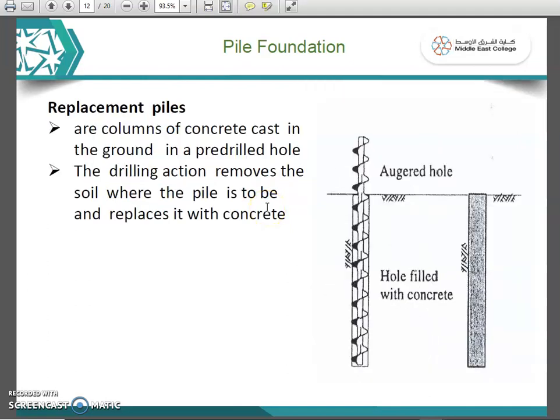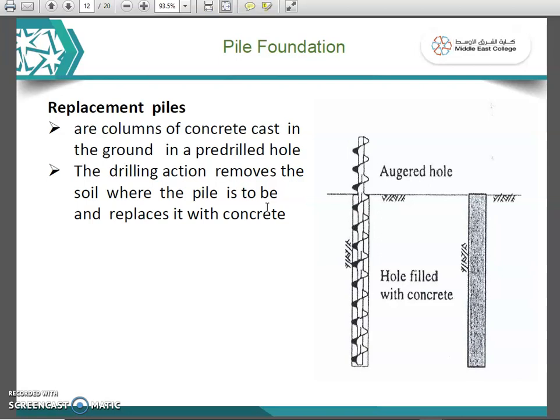Again, it depends upon the type of soil. So now coming to replacement piles. These are columns of concrete. The displacement piles are precast elements. Replacement piles are almost like columns of concrete.